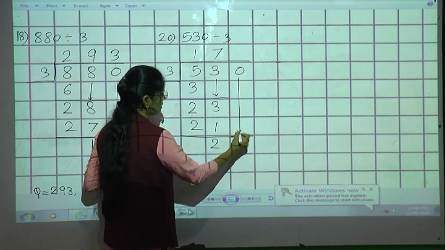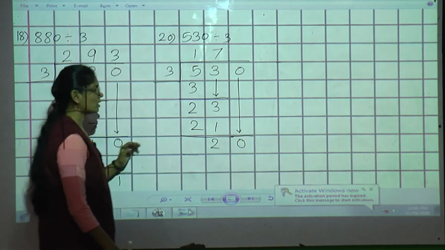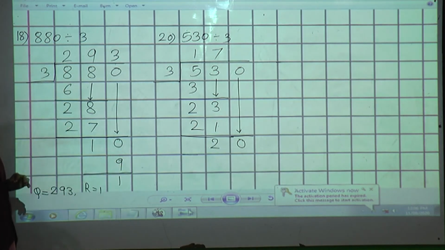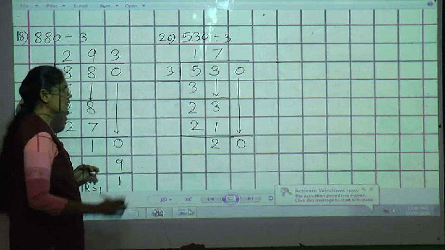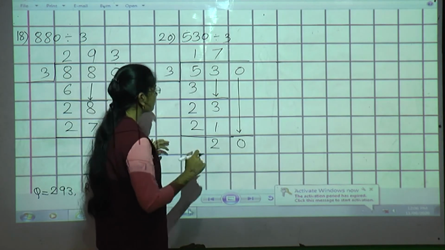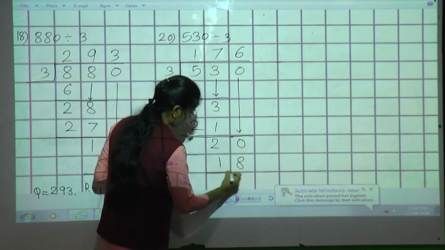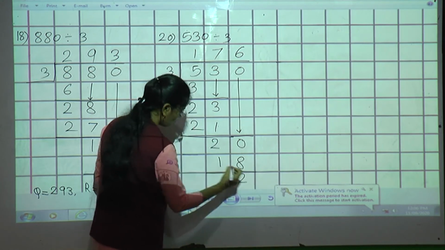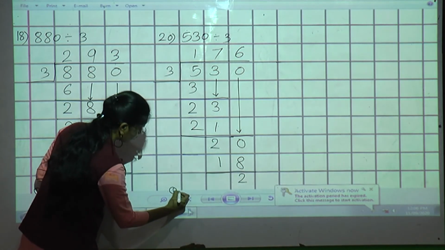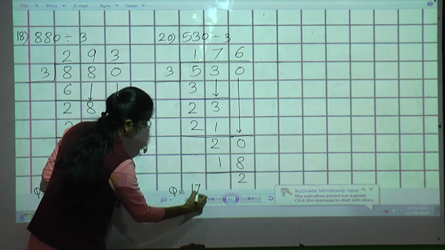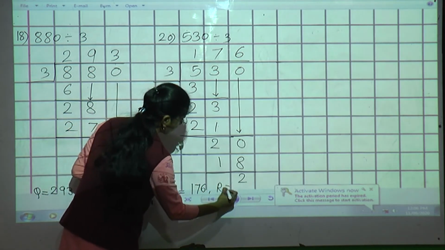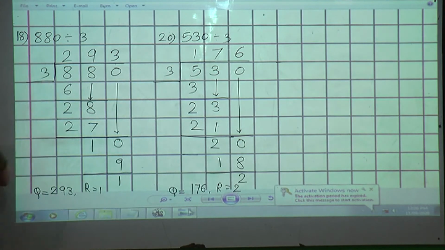In the next step this 0 will come down. Okay. Now here we have 20. Again in the table of 3, 20 is not there. So we will find out the smaller number than 20. 3 6s are 18. Now do the subtraction. 20 minus 18, 2. So what is the remainder here? 2. And what is the quotient? 176 and R is equal to 2. Okay. Then we'll move to the next example.